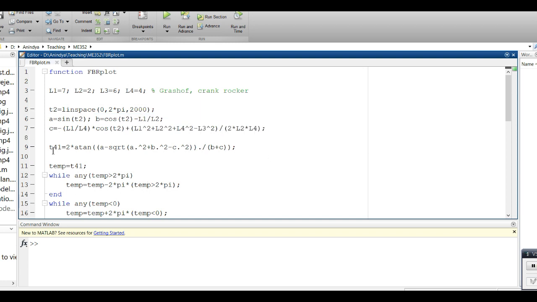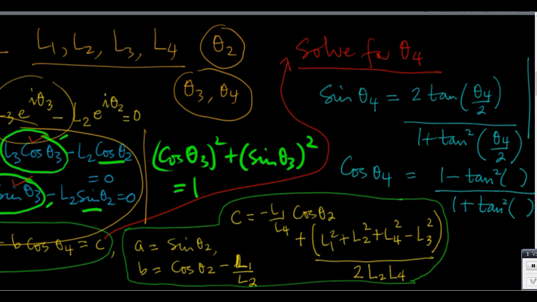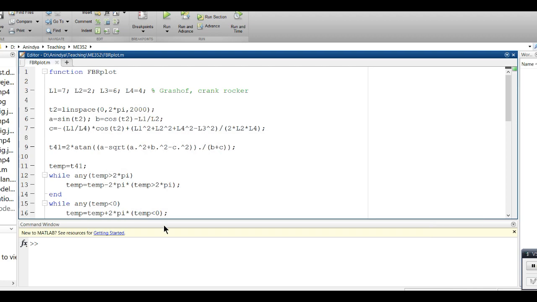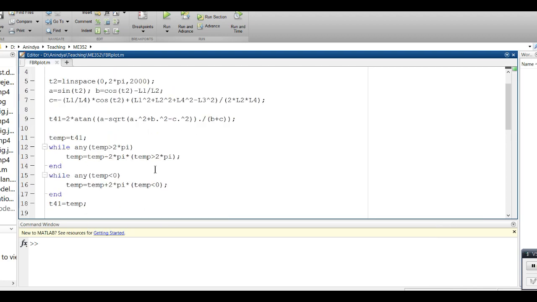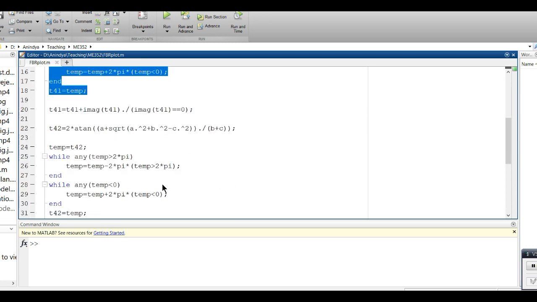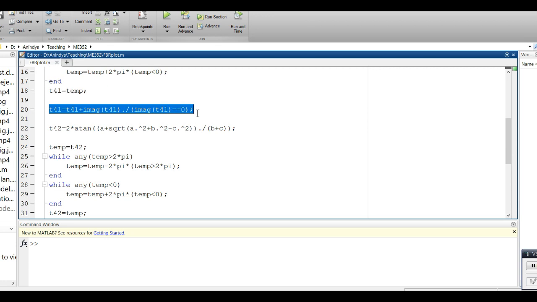Now T41, I have that 2 arctangent, right? I have written it here. 2 arctangent, and then I have the minus. So that's what I have here in my MATLAB code, 2 arctangent with a minus. This part of the code ignore for the moment. We will come back to it. Now I have T42, same thing, it is just the other one, so it is plus.